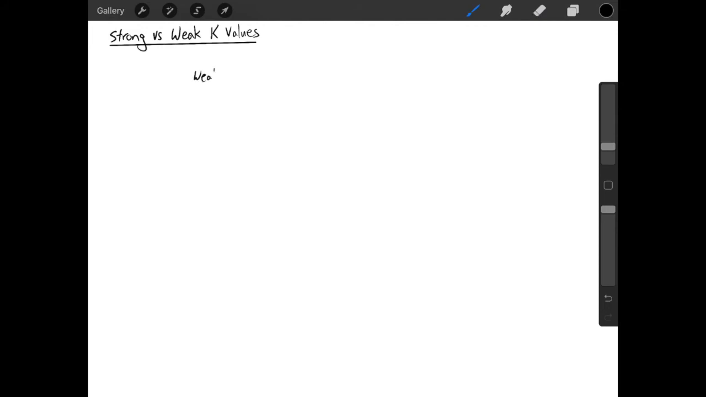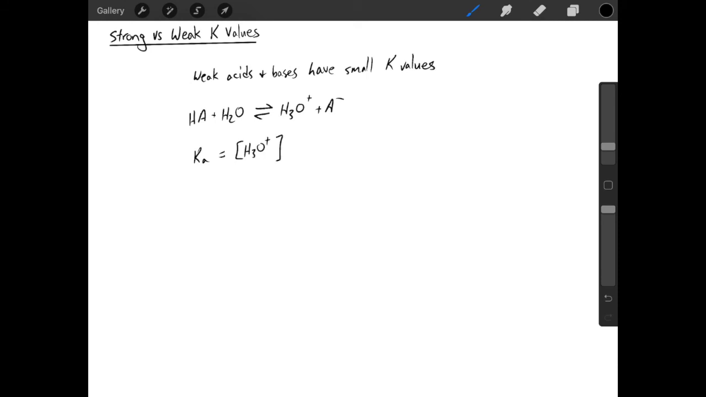Now, weak and negligible acids and bases are going to have very small K values. So we can consider a generic weak acid, HA, reacting with water. This reaction would have a Ka value, so an acid equilibrium constant, or an acid dissociation constant. And remember that we omit pure liquids and solids from equilibrium constants, and water is always going to be a pure liquid.